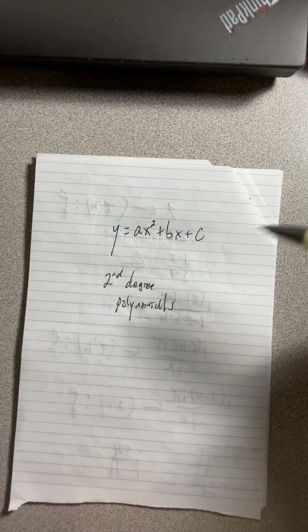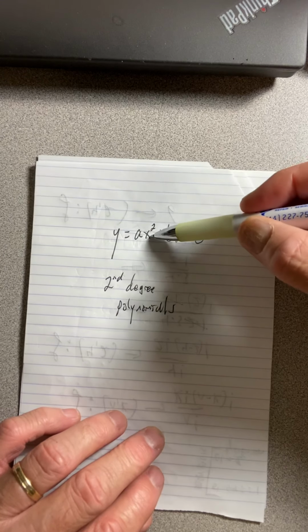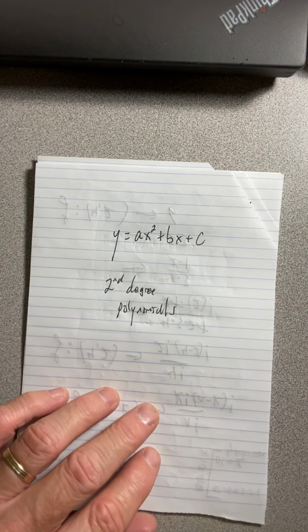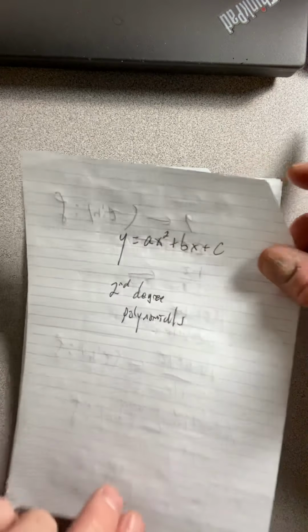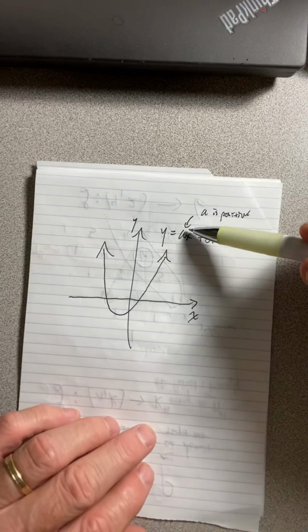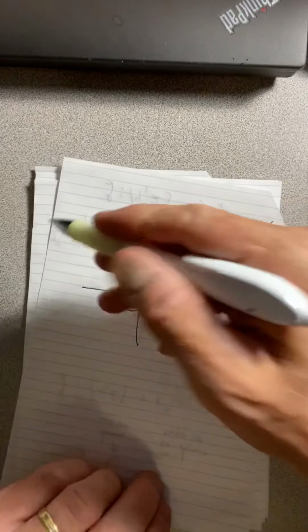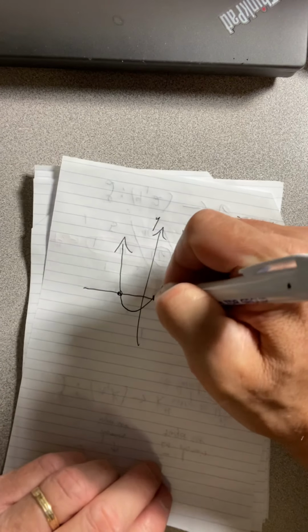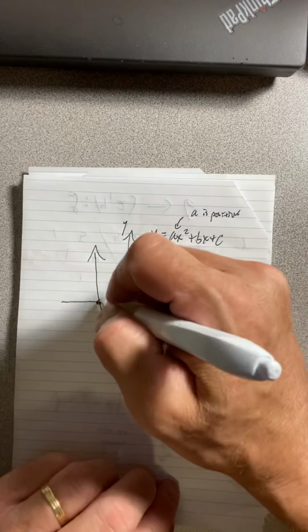Quadratics, parabolas, are second-degree polynomials. See, the highest power on the exponent is 2. That's where we get the second degree from. And you know a lot about quadratics. You know they look like this. If a is positive, then they open up. Notice this one has 2 x-intercepts, though they don't always. We call those roots, root 1 and root 2.